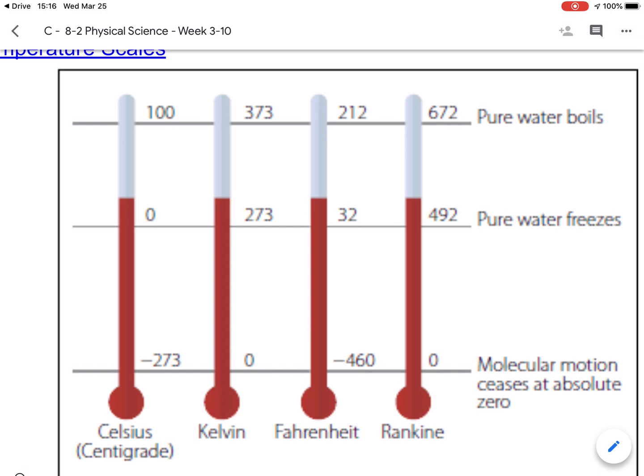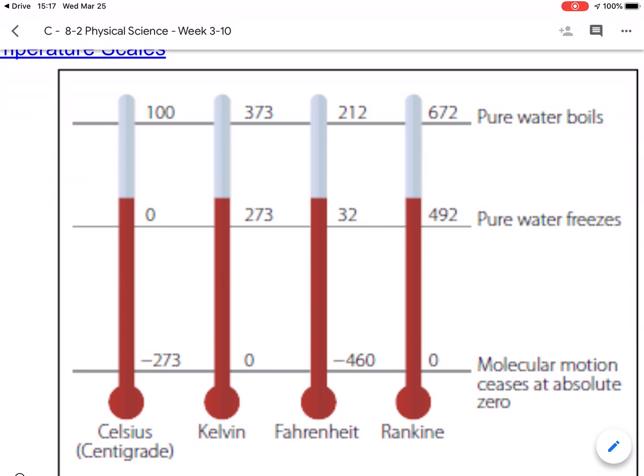The other one, called the Rankine scale, is the same with the Fahrenheit. It has 180 degrees between the freezing and boiling points of water, but it has no negative numbers also, because temperature is more of a scale. It doesn't really have a negative, so they want to get rid of those.